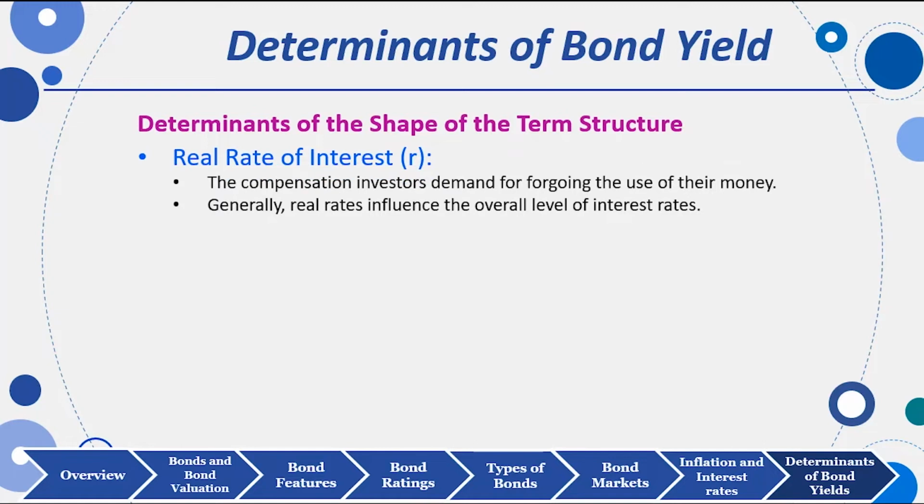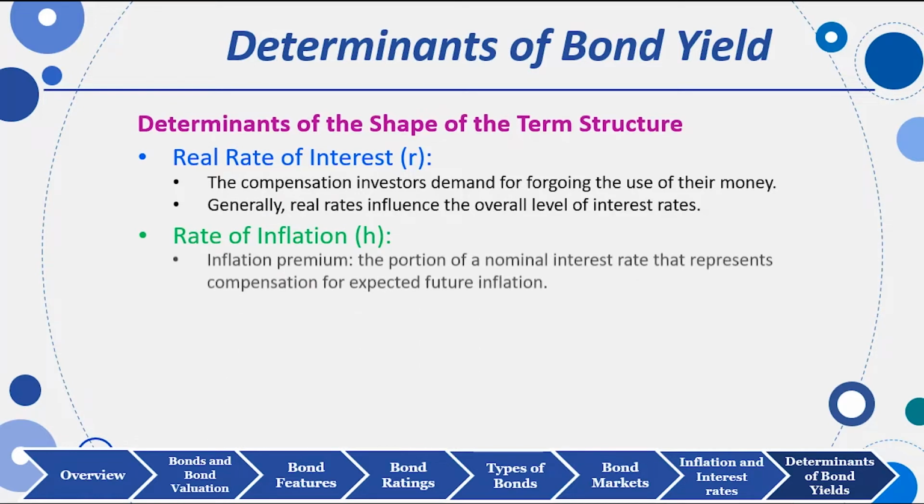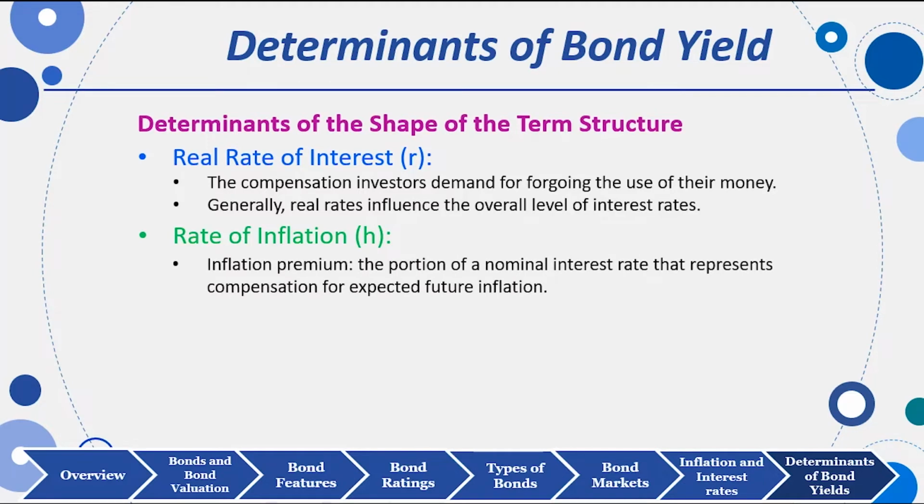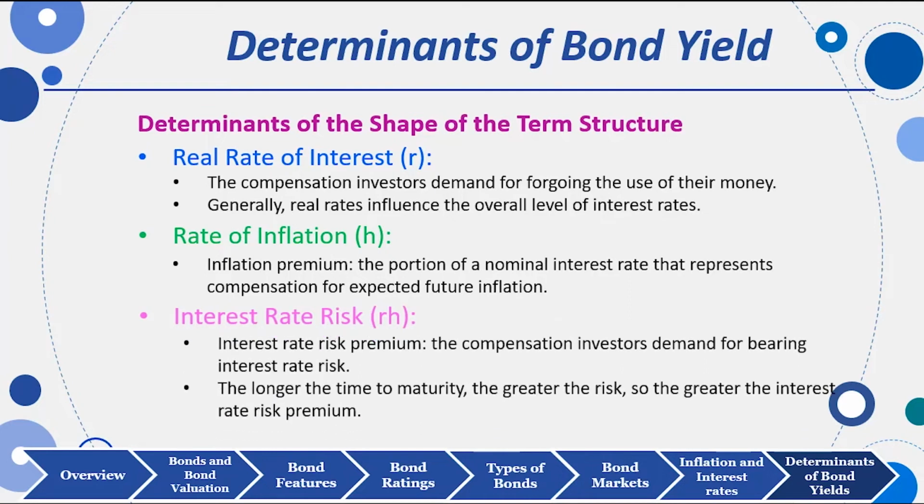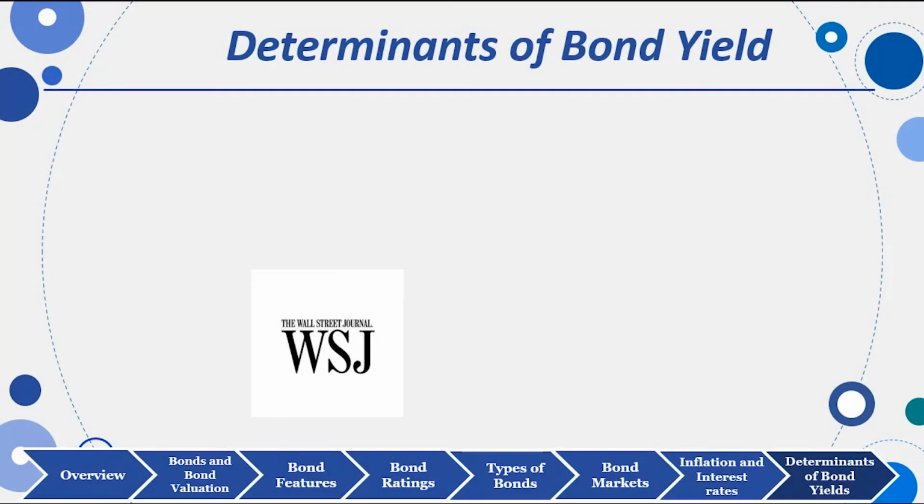This is composed of the components of the Fisher effect. So the term structure is composed of the real rate of interest. You want some compensation for foregoing the use of their money. And you also have inflation. You want some inflation protection or inflation premium. And also RH, you want some protection from interest rate risk, because we know as interest rates go up, your bond values go down. The longer the time to maturity, TTM, the greater the risk. So you want a greater interest rate risk component for longer term bonds.